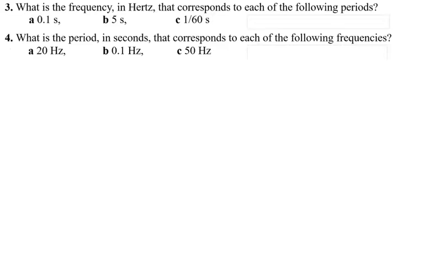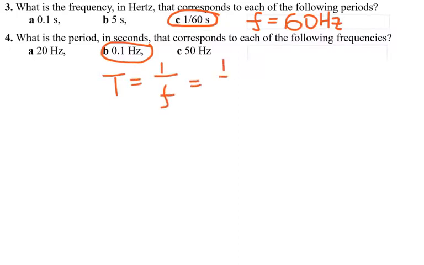So here they ask you what's the frequency based on the period that is given. Let's say the period is given as 1/60 seconds, and the frequency is 1 over 1/60 seconds. So the frequency is going to be the reciprocal, which is 60 hertz. And in the next question, let's say the frequency is 0.1 hertz, then the period is 1 over the frequency, which is 1 over 0.1. I multiply the numerator and denominator by 10, and I get 10 seconds. So that will be the period for this question.